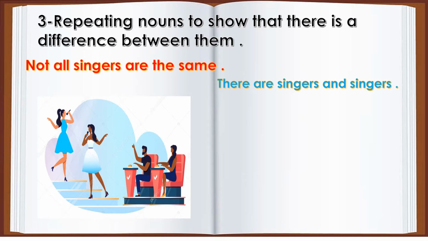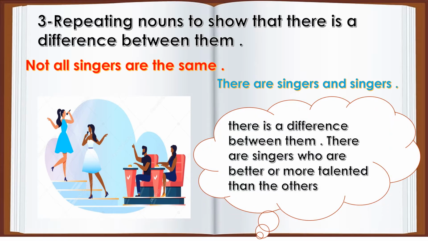So if I ask you what do you mean by this structure, there are singers and singers, or when can we repeat nouns in English? You can say that you can repeat nouns to show that there is a difference between them. يعني في اختلاف بيناتهم, هم مش equal. There are singers who are better or more talented than the others. إذا الجملة معناها إنه في مغنيين أفضل أو موهوبين أكثر من الثانيين. Or there are, for example, teachers who are better than the others. There are students who are better than the others in ability.